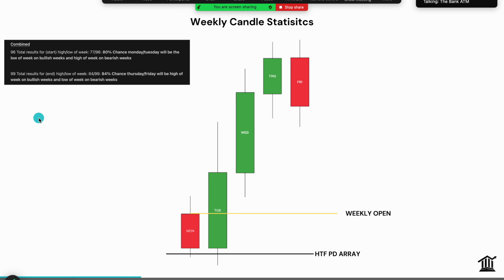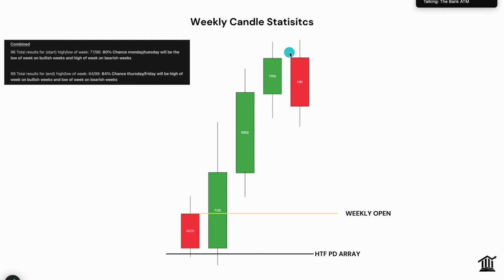On the flip side, there's an 84% chance that Thursday or Friday will create the high of the week. You can use this on DXY this week. I'm not going to go over to the chart, but you can go into your charts and see. I might be referencing EU. Monday created the high of the week. Price went lower. Wednesday was the current low. Thursday went higher, and then Friday didn't sweep anything, just rocketed down.